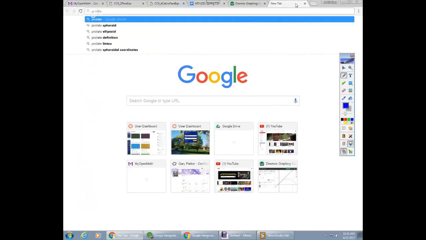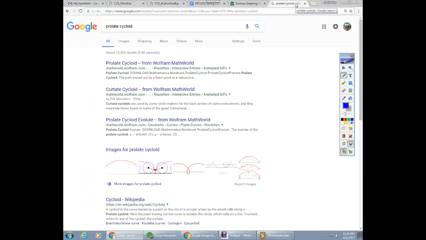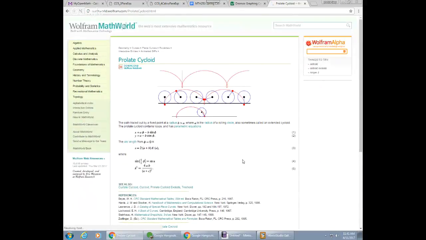Prolate cycloid, is that right? I think so. And I think Wolfram Alpha had some. Oh, there's a curtate cycloid too. Let's check out prolate first, because that's the one that came into my head first.